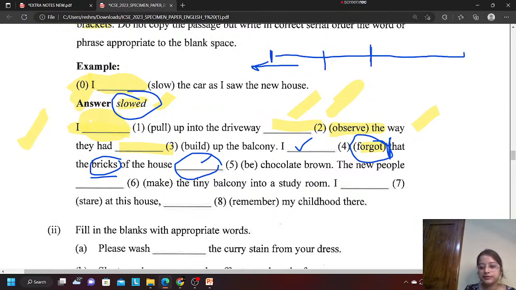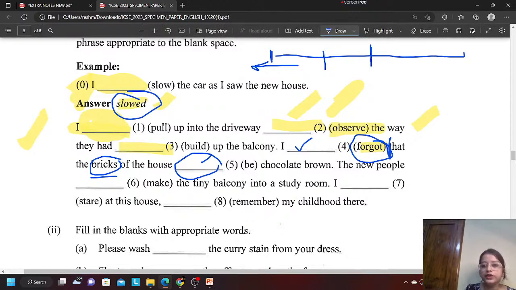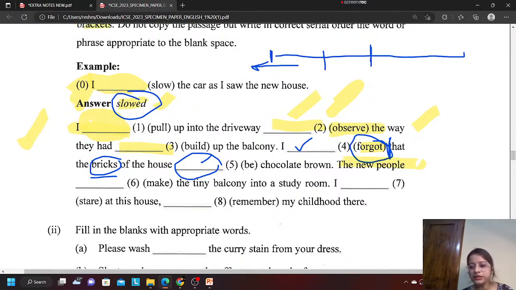Okay, next. The new people dash make the tiny balcony into study room. Now from the third sentence we are getting this idea that the new people, that means it was his house. Later on some people came in, the new people came in and they made some changes. In the third line this part is clear. So the new people dash make the tiny balcony into study room. Yash Vardhan has written made. Made, many of you. Acha, Vinita has written had made.